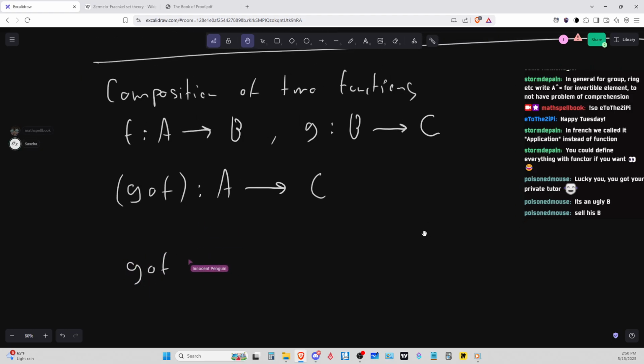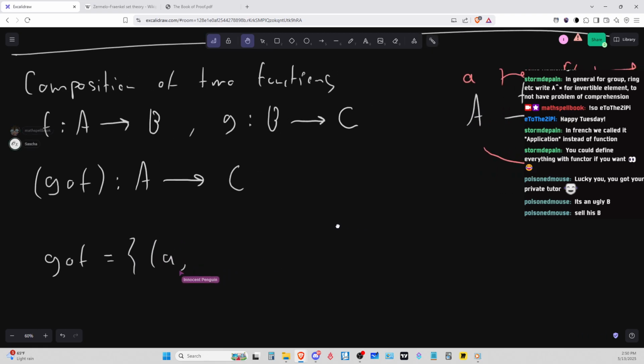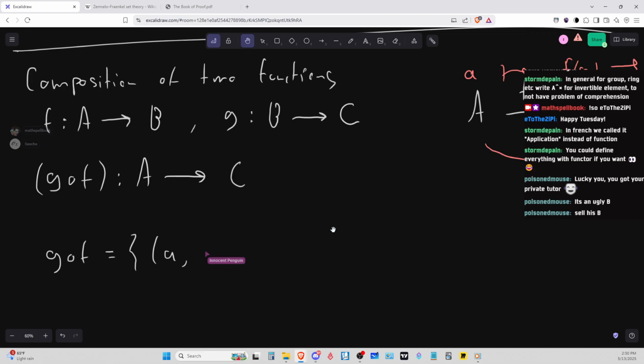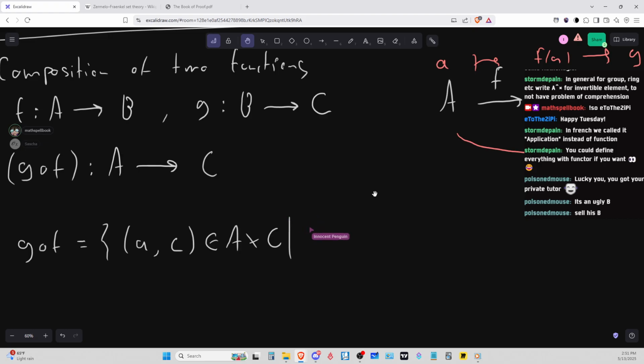If we think of it as a relation, it will be all the pairs (a, c) inside of A times C, such that... what would it be? Is that A and C or A and B? A and B.